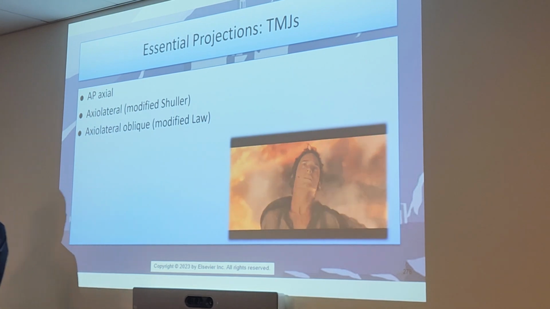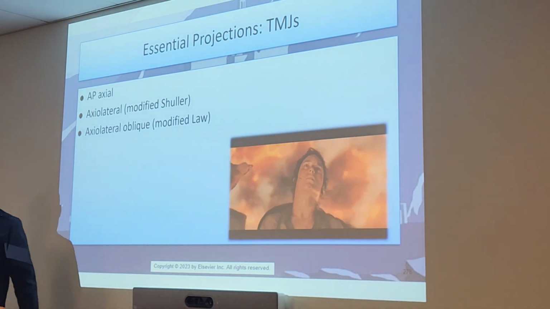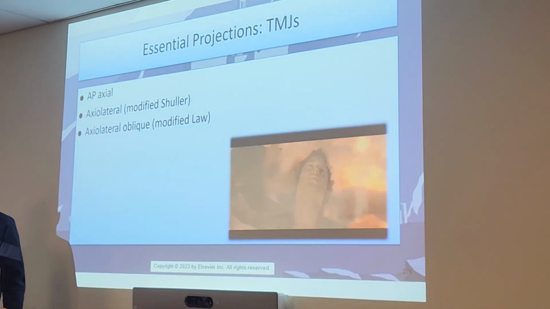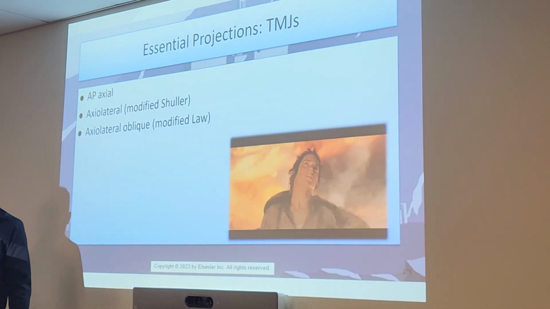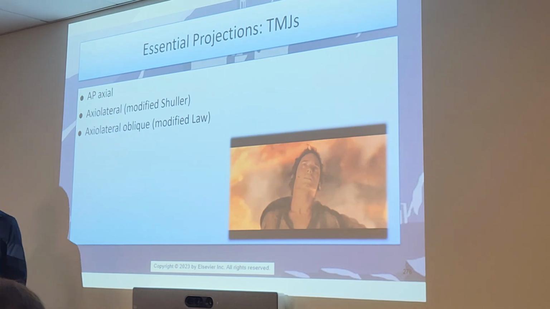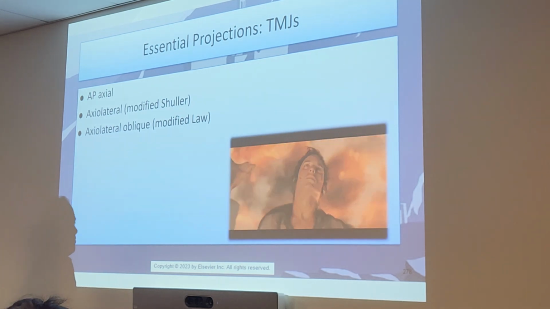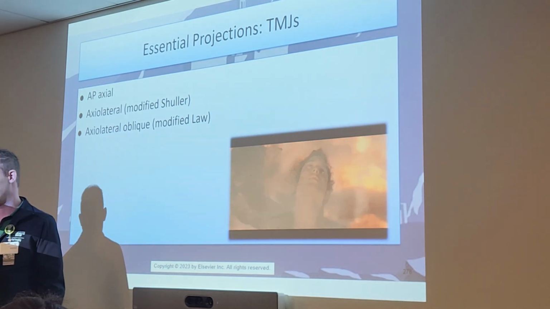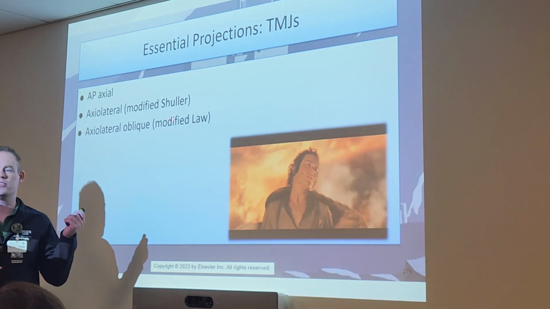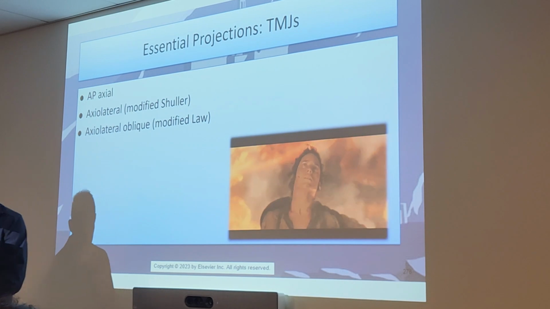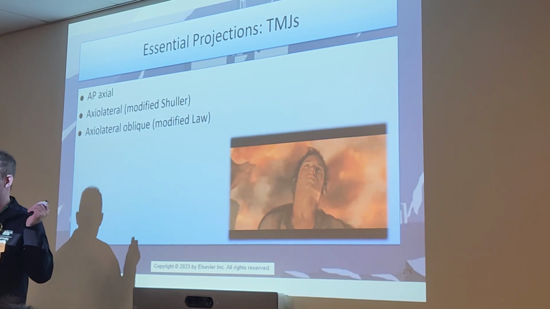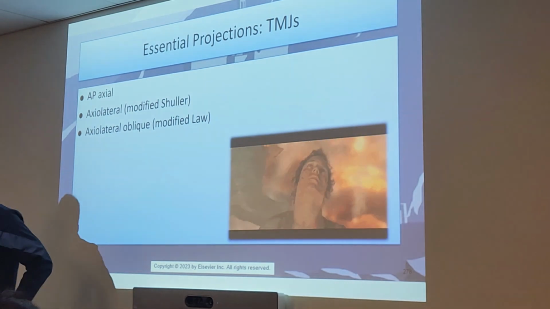So the ones we're going to be doing are the AP axial and two different axial laterals we'll focus upon. We have a regular axial lateral, which is also called the modified Schuler. That should be SCH, by the way, not SH. And the axial lateral oblique, or the modified Law. These have been coming up on the registry quite a bit, so we're going to review these pretty thoroughly. ARRT wants to be extra evil and throw these back in there, because they're very obscure.